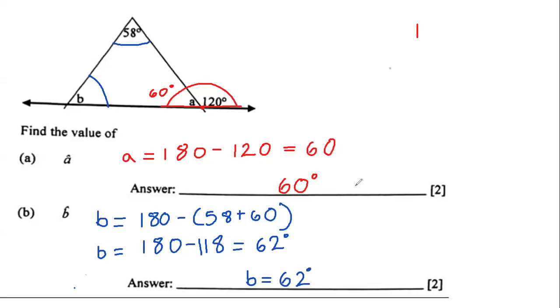So that means that A is 60 and B is 62. Anyone else got that? Let me know if you all got that. I got it. Okay. Good. The rest of us? I got it. Very good. Excellent.